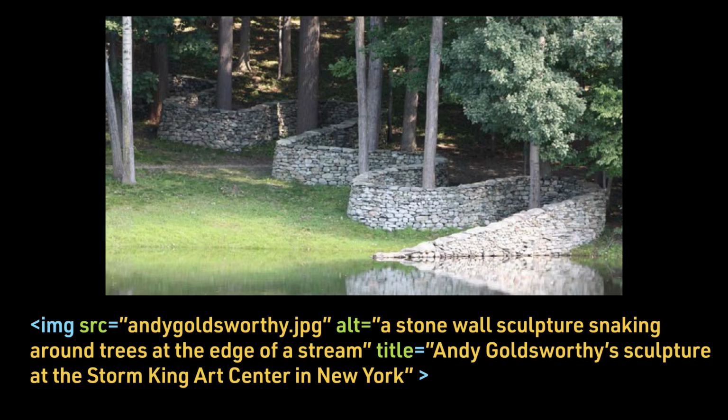An example of alt text for this image would be a stonewall sculpture snaking around trees at the edge of a stream. In contrast, the title could be more concise. Andy Goldsworthy's sculpture at the Storm King Art Center in New York.